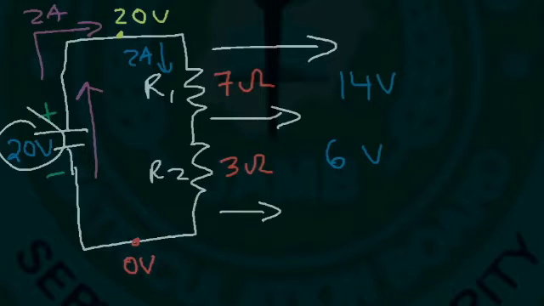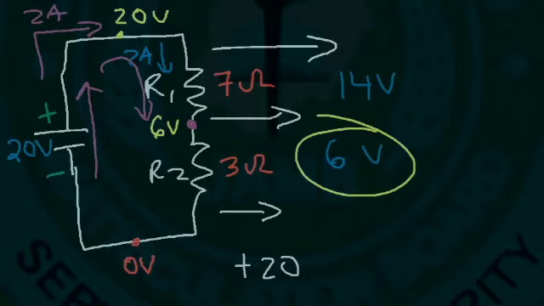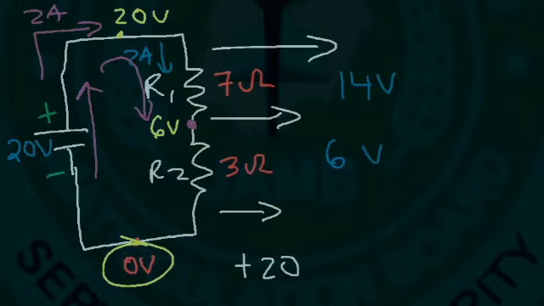So this battery delivers power to the system. It increases the voltage of the system by 20. So I'm going to say positive 20. And as we travel in that direction, we're going from 0 to 20. Now, as we travel through resistor 1, this voltage here is 6 volts. Notice that the potential difference is 6, which is the difference between 0 and 6. So as we go from 20 to 6, we've experienced a voltage drop.